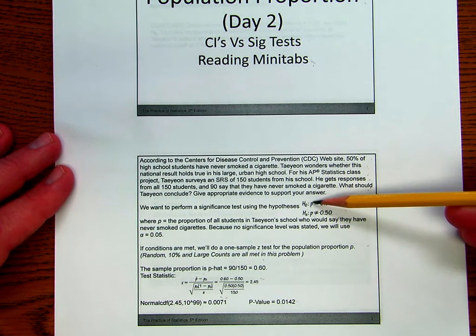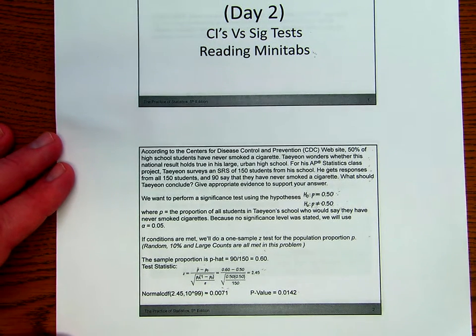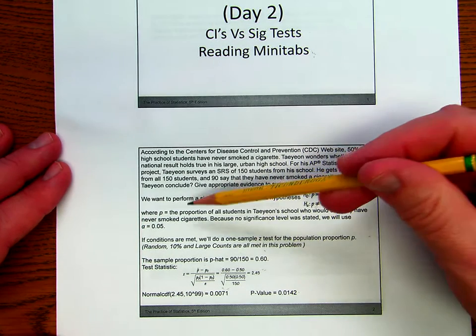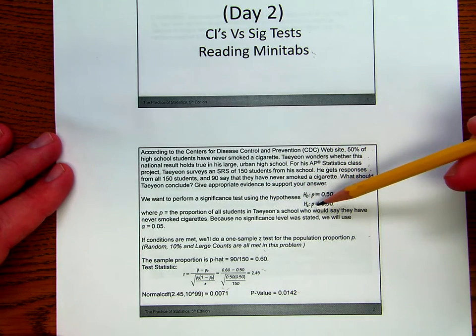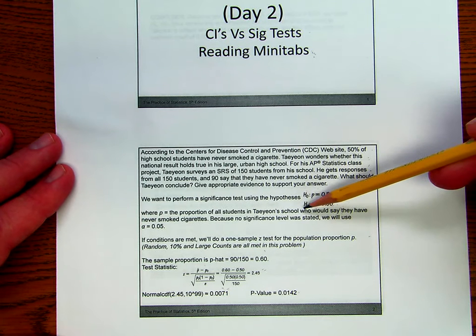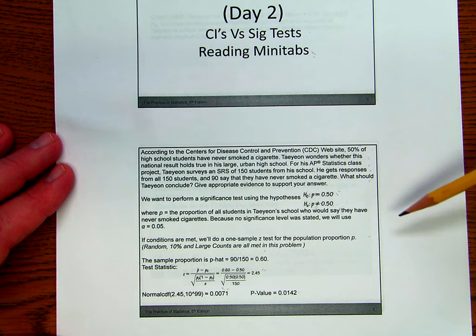Remember that whatever you're using for your variable here, which for now is either going to be a p or a mu, make sure that's specifically defined. A couple of details to pay attention to here. The proportion of all students in Tayon's school who would say they have never smoked a cigarette. Okay, don't write who did say they have never smoked cigarettes.